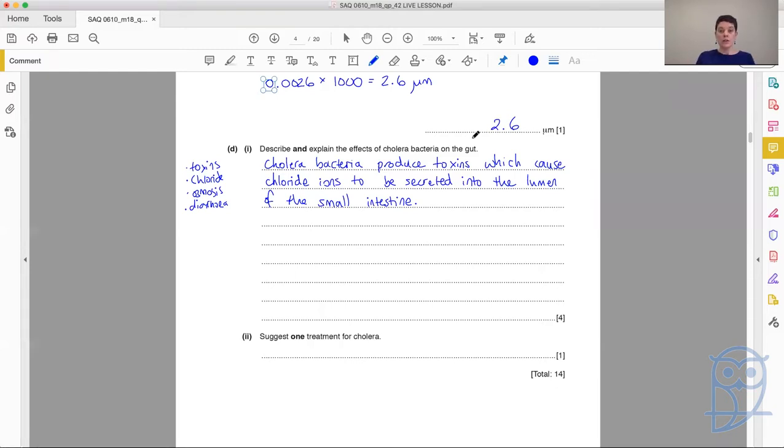Okay, so, right, what happens next? Okay, that means because we've got that movement of chloride ions, we've created a water potential gradient. We've changed this water potential gradient of the small intestine. So this creates a water potential. Very important term, nice to use it.